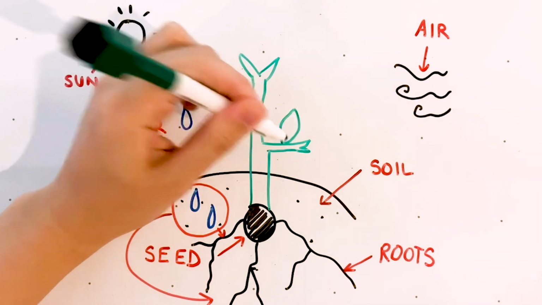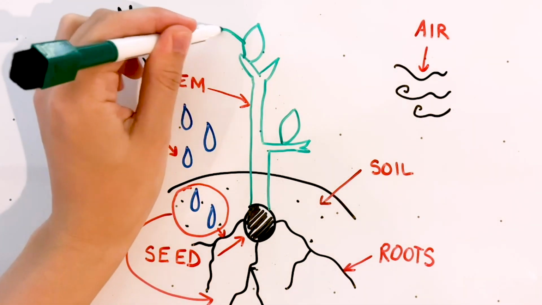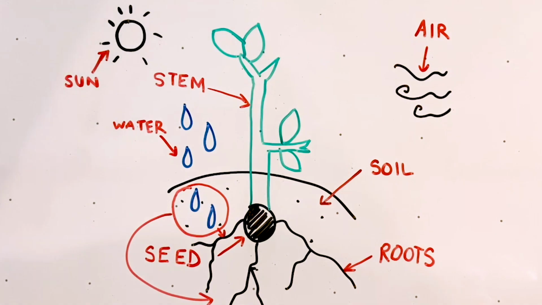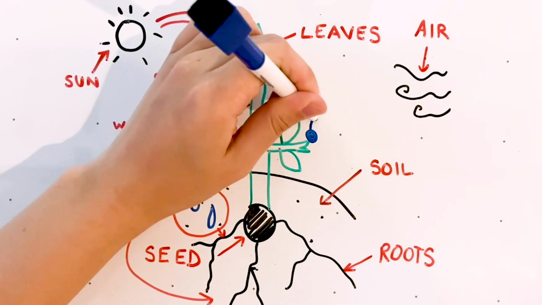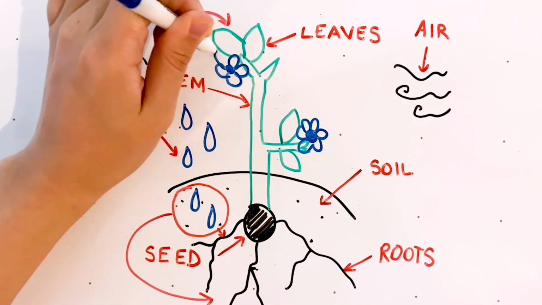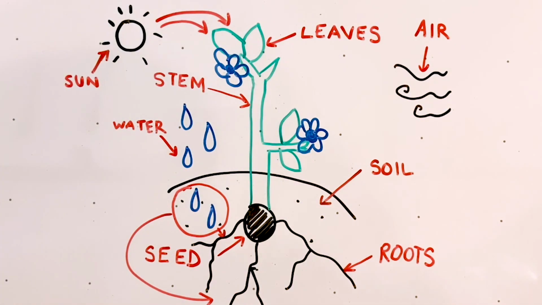Next, when the stem matures, leaves will grow. The leaves help the plant to get sunlight, which the plant needs for food. Finally, when the plant is all grown up, some plants can grow flowers and even fruit that we can enjoy or eat. Now for a quick review, the essential elements a plant needs to survive are sun, water, nutrient-rich soil, and air, and the parts of the plant are the seed, the roots, the stem, and the leaves.